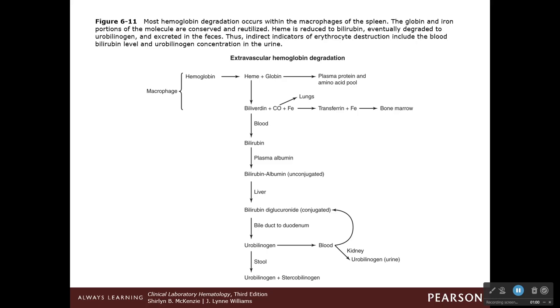Did you say protein? It's a transport protein. Yes, albumin is. All right? Then once it is unconjugated, or known as indirect bilirubin, so it's bound to albumin, it then goes to the liver. Okay? In the liver, the hepatocytes, through enzymatic reactions, basically change it to conjugated.